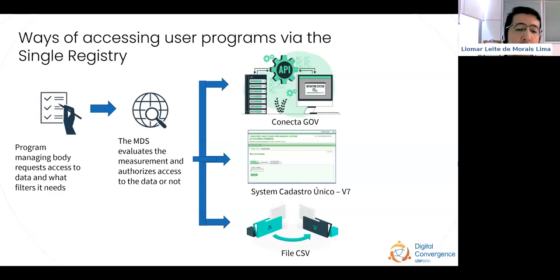And the second, sometimes we give access to the Cadastro Único system online, read-only, when the programs need to make individual queries. And sometimes we make an extraction for the user programs when these programs need to make a cross-reference with other databases of the federal government. The next slide, please.